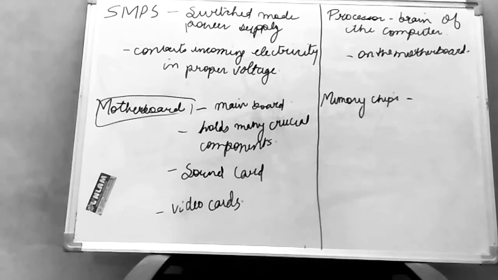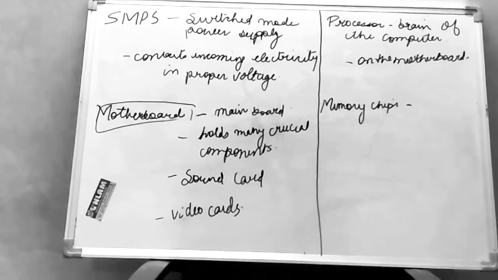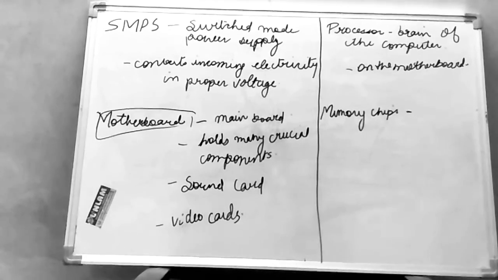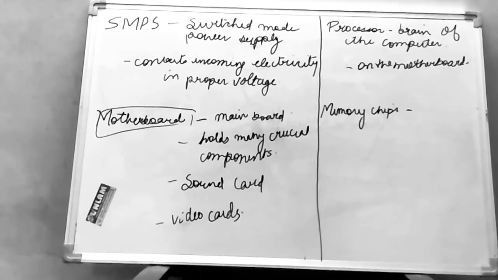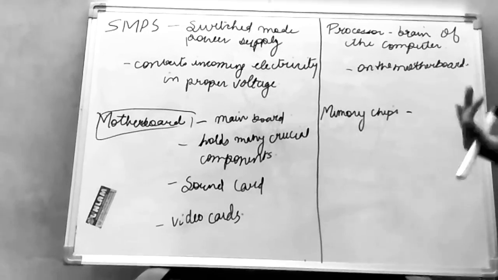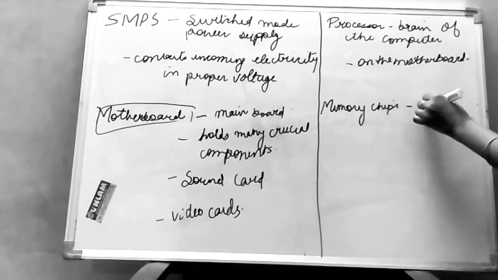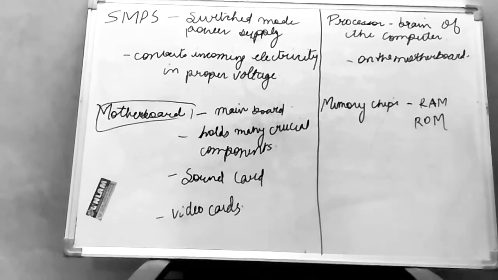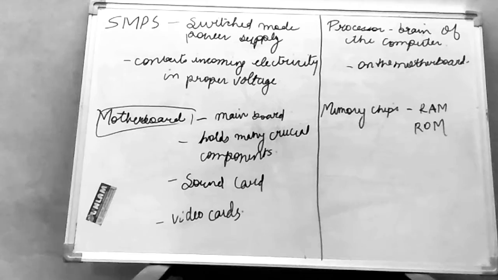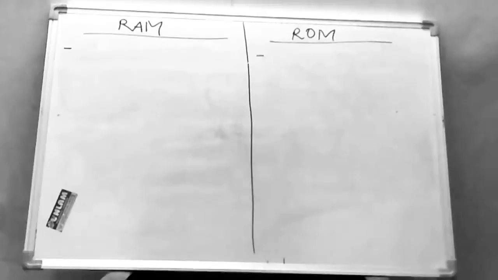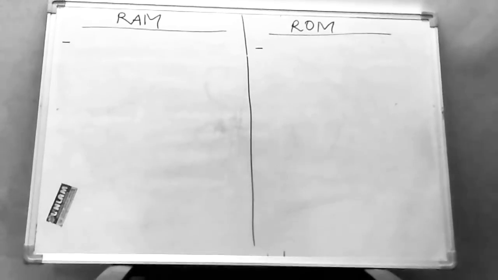Next we have the component called memory chips. It is one of the important components of computer hardware. Two types of memory chips are present on the motherboard of the computer, RAM and ROM. Now I am going to discuss RAM and ROM in detail.